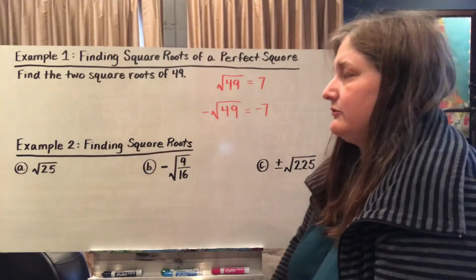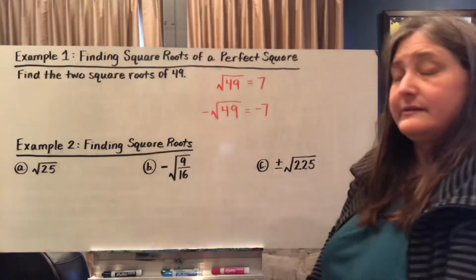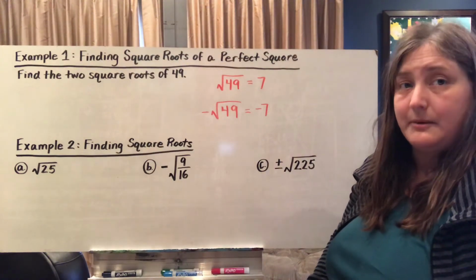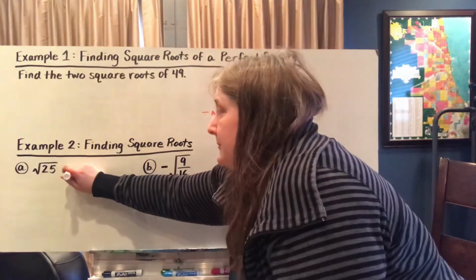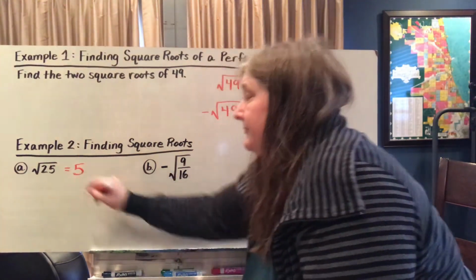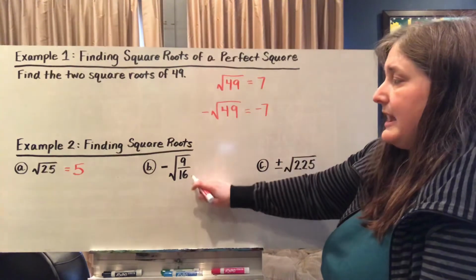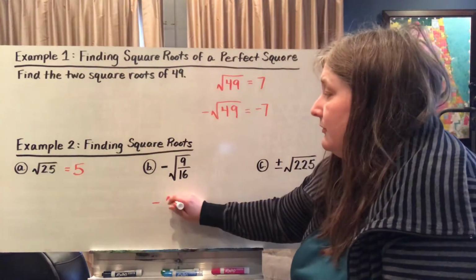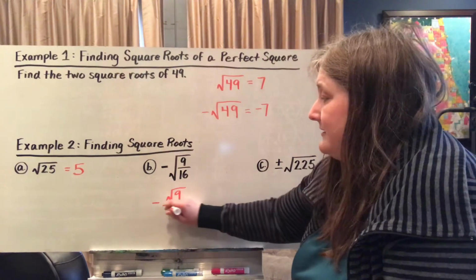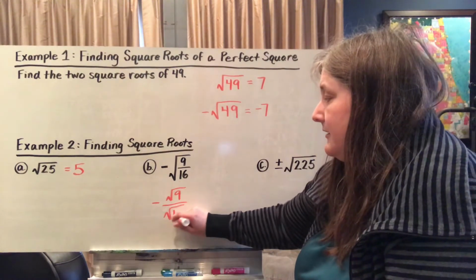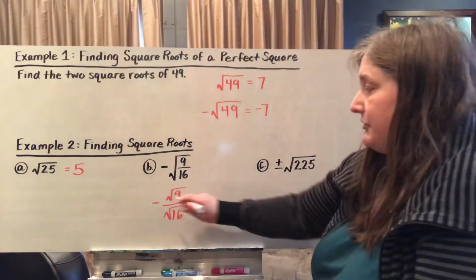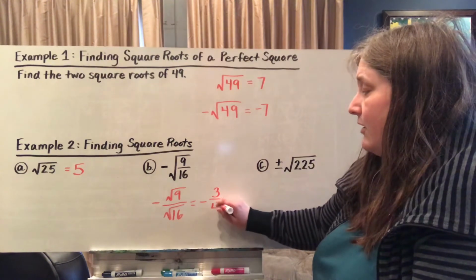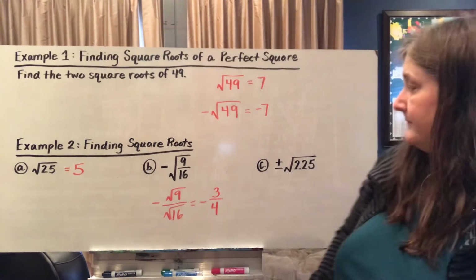Here, they're asking me to find the square root of 25. Since it's written with the radical sign and there's no negative out front, they want the positive number that will give us 25. And that would be 5 times 5. In this case, we're being asked to find the square root of a fraction. But I can do my numerator and my denominator's square root separately, which actually makes it quite a bit easier. They want the negative answer. The square root of 9 is 3, and the square root of 16 is 4, so negative 3/4.